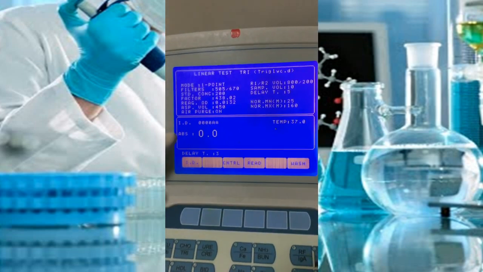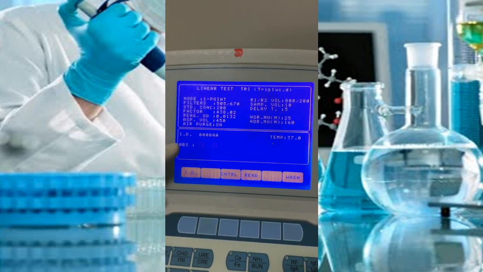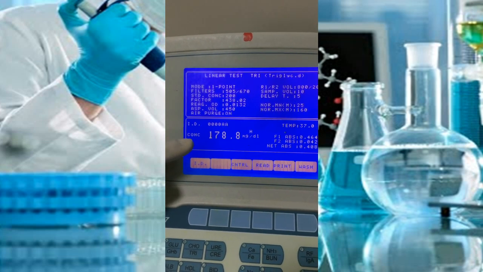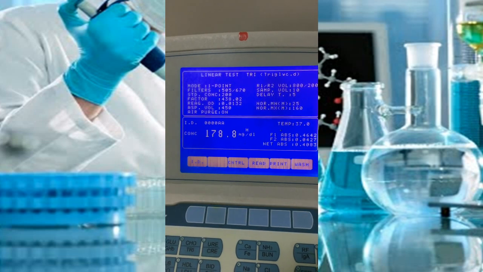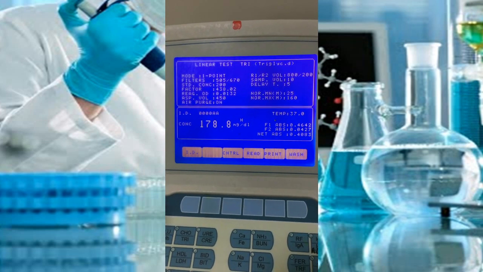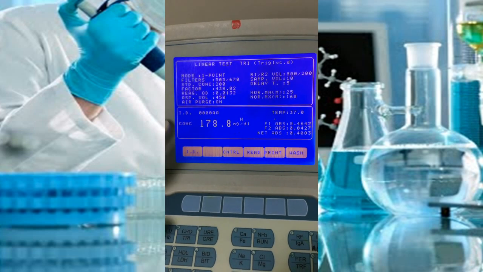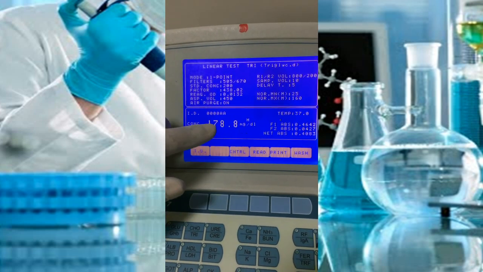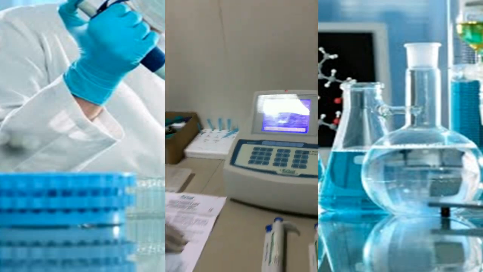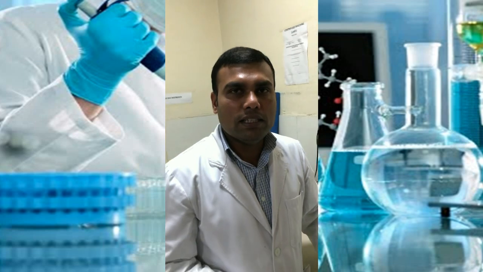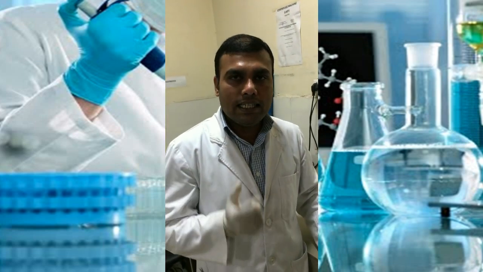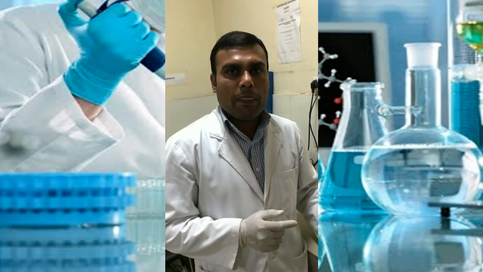Here you can see the result has come around 178.8 milligram per deciliter. The serum triglyceride level in our blood sample which was analyzed has come to 178.8 milligram per deciliter. So what is the normal level? The normal range is from 30 to 180 milligram per deciliter.